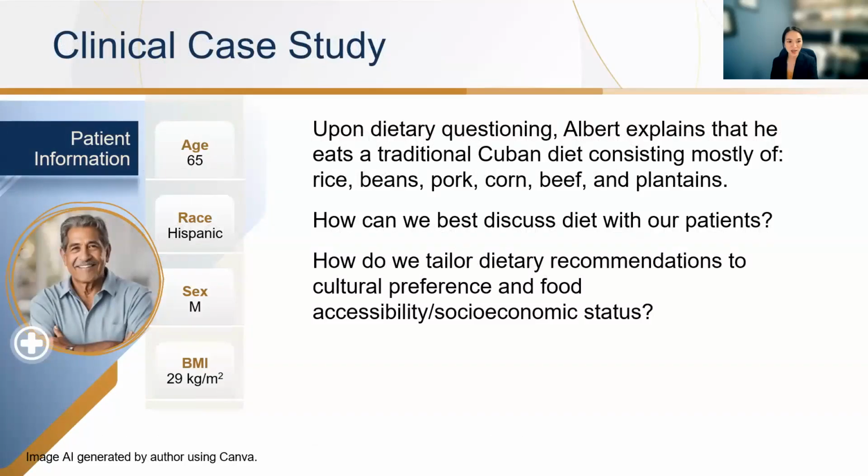So back to our case. Albert actually asked, he has been eating a traditional Cuban diet consisting mostly of rice, beans, pork, corn, beef, plantains. So how can we best discuss this diet with our patients? And how do we tailor dietary recommendations to cultural preference and food accessibility, socioeconomic status? I think these are very great questions that we ask ourselves before we can tell the patient.